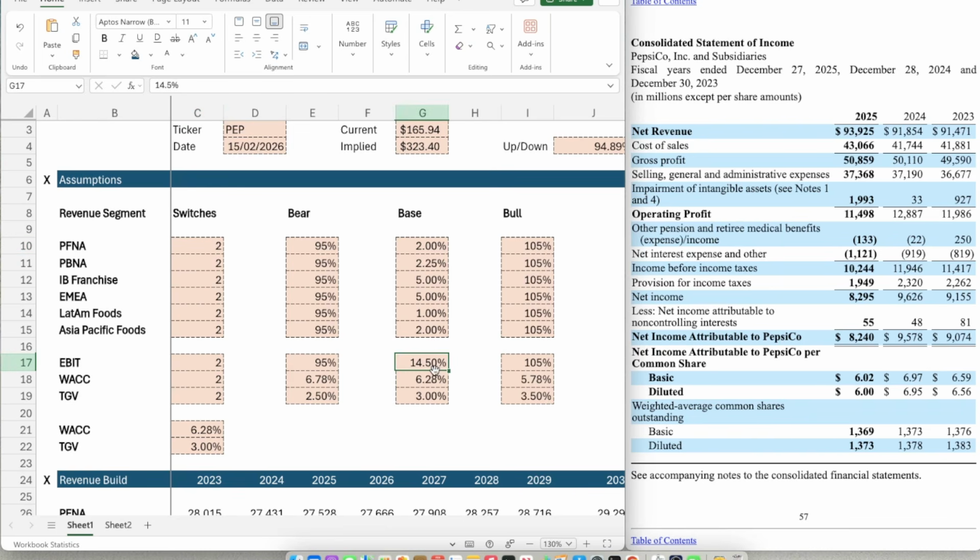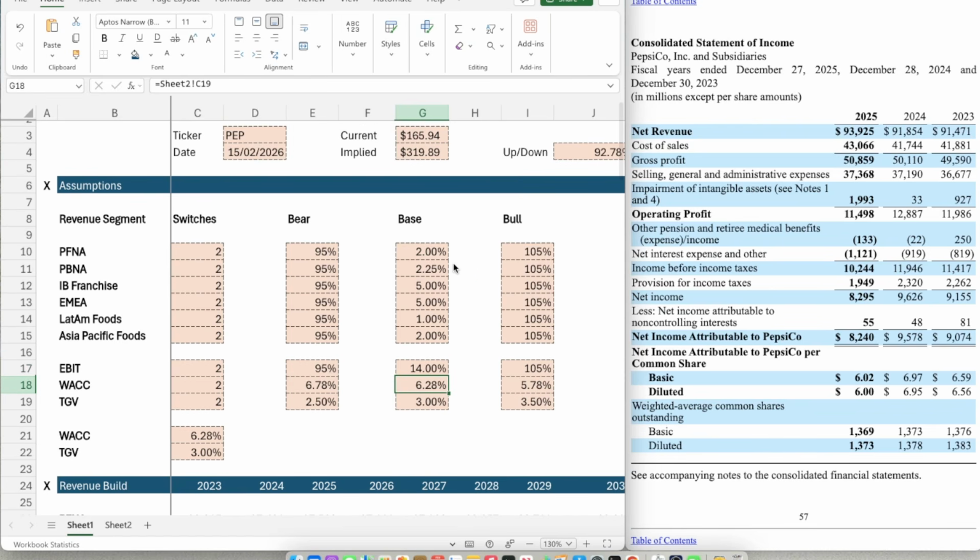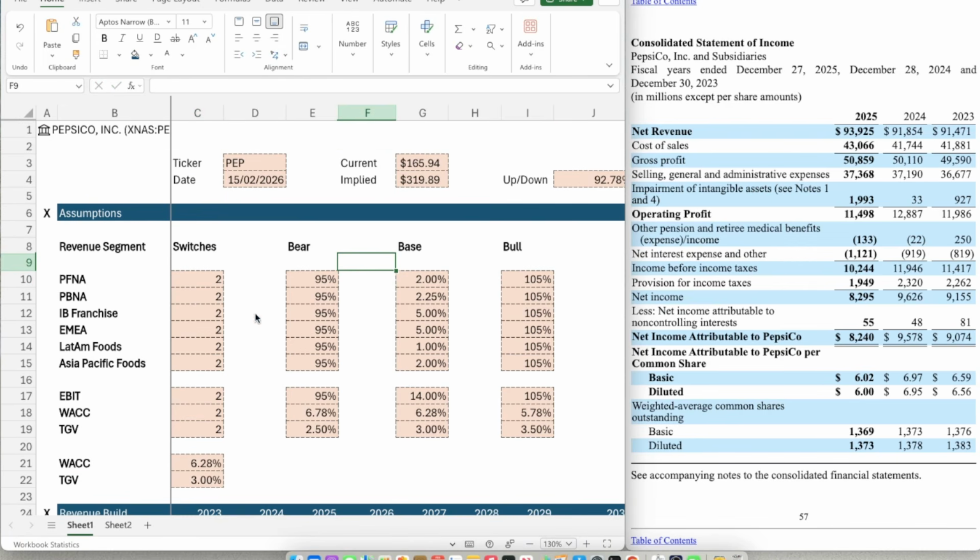Maybe we've gone a bit aggressive on the EBIT margin, but they are saying they want to increase it, but let's just put it down to 14. Well, we still get a much higher price. The bearish, what would that say? 222. So yeah, it could be a good option, but remember, this is not financial advice.